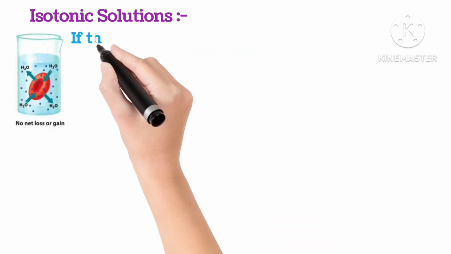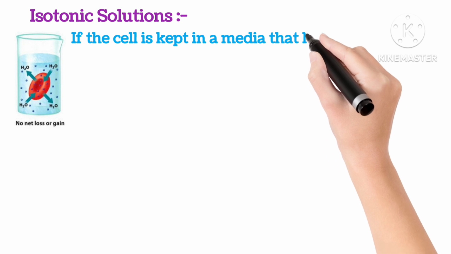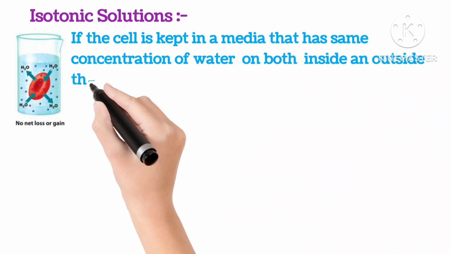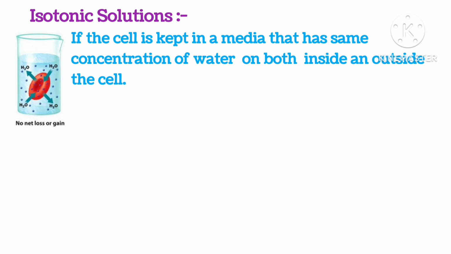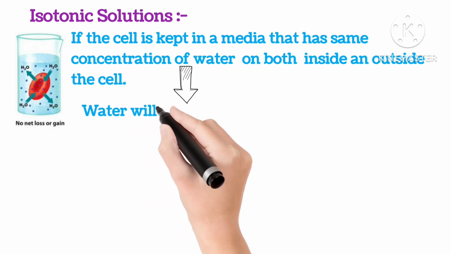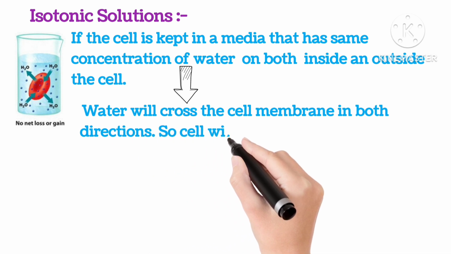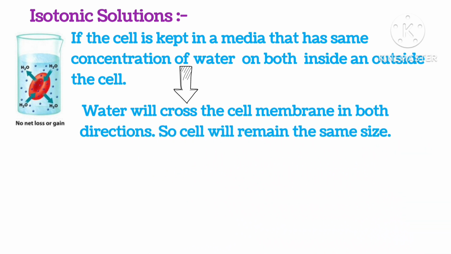Isotonic solutions. If the cell is kept in a medium that has the same concentration of water on both inside and outside the cell, in this case, water will cross the cell membrane in both directions, so the cell will remain the same size.